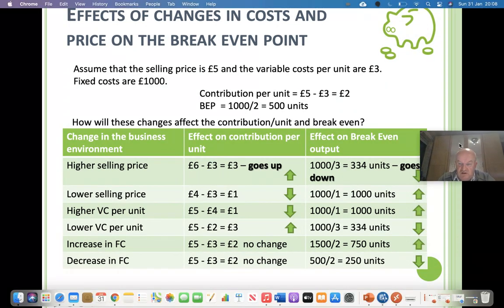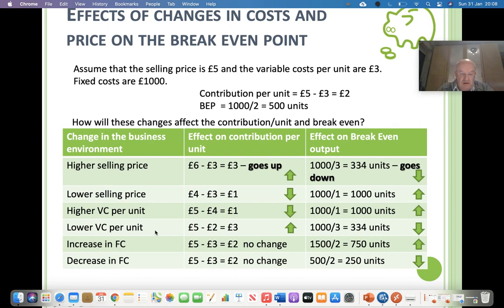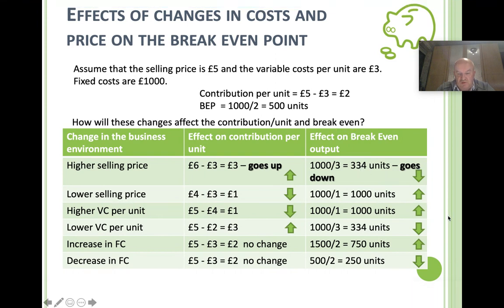And there's a range of different options that you can take a look at. Lowering the selling price reduces the contribution per unit, so it goes down, in this case, to £1. Then we divide our fixed costs by that, and we need to produce 1,000 units. So there's a range of different options, and you can see that changing one of the variables is going to have an effect on both the contribution per unit and also the break-even quantities that we might need to achieve in order to be successful.